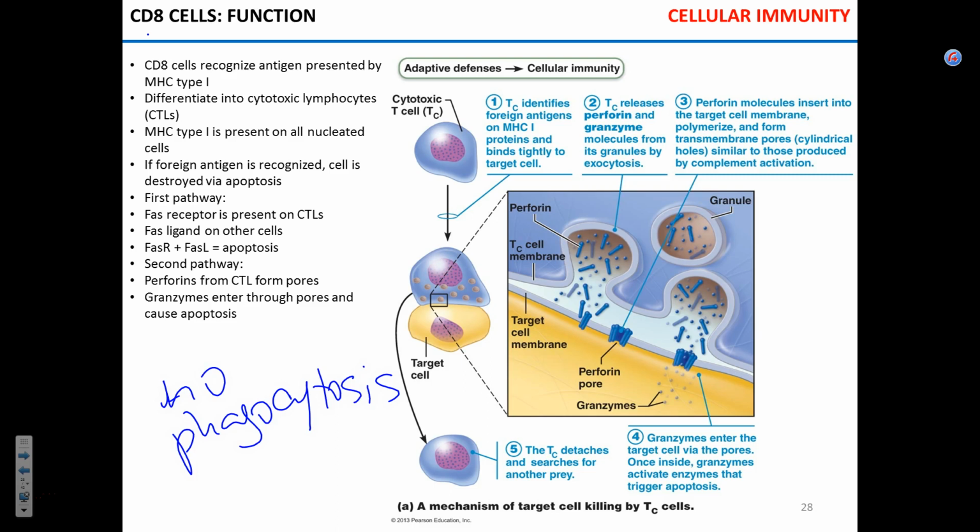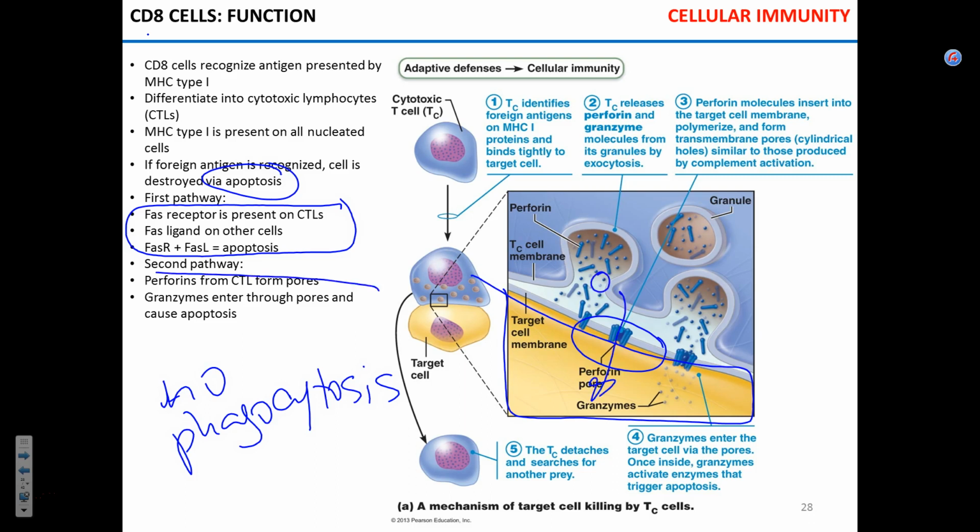Second, if no phagocytosis, what's going on? Turns out, apoptosis. How? Fas-ligand, Fas-receptor interaction, or release of perforins that form pores in the target cell, allowing granzymes to enter the cell and cause apoptosis.